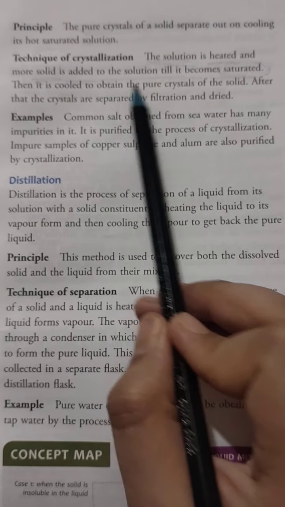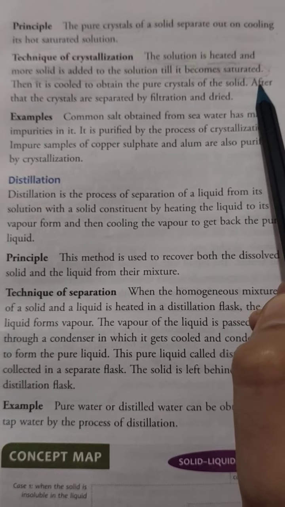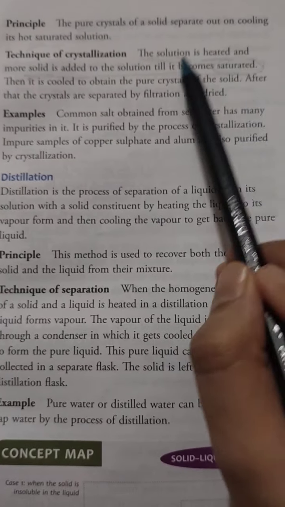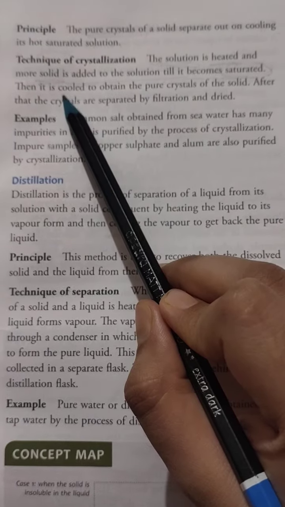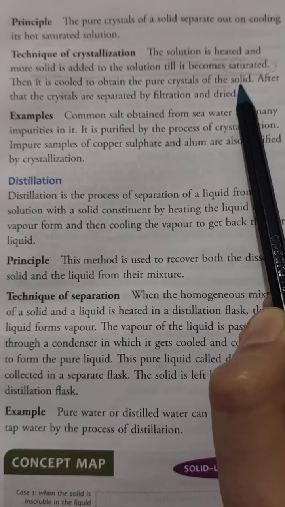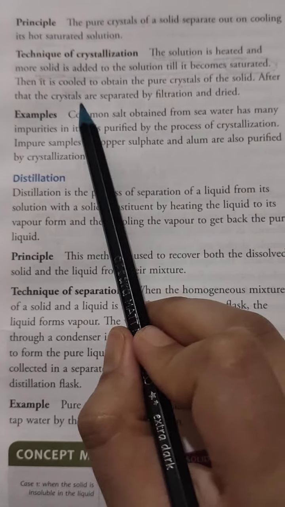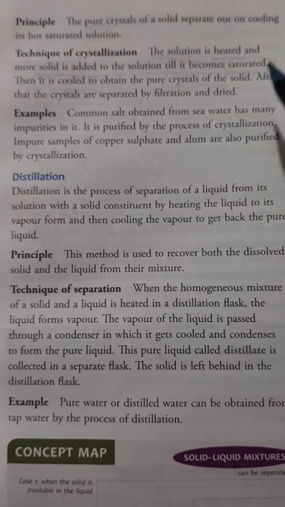Then it is cooled to obtain the pure crystals of the solid. Now again this is cooled so that we can obtain the pure crystals of the solid. After that the crystals are separated by filtration and dried.